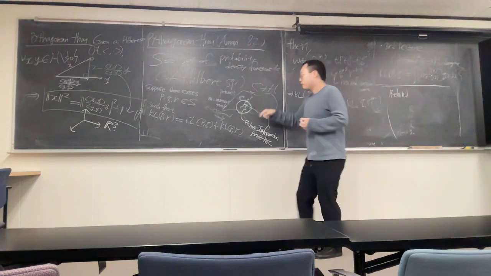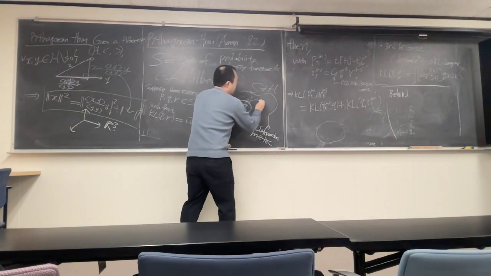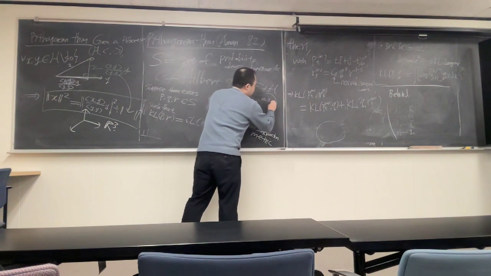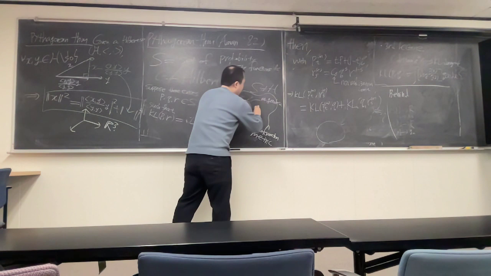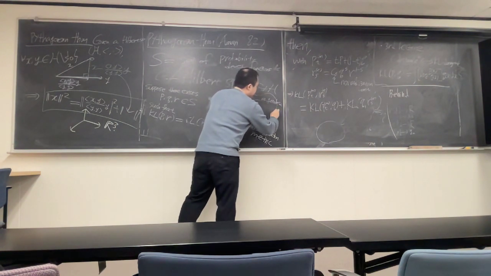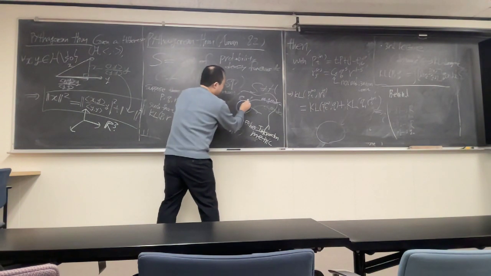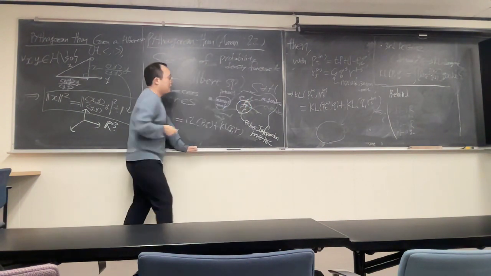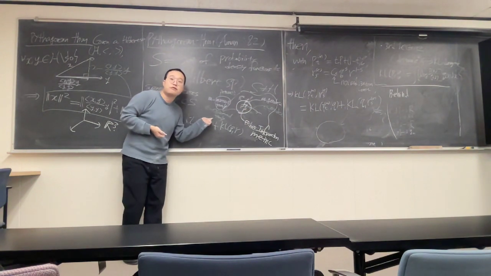So this trajectory has a special name. This one is usually called the M geodesic, and this one is called the E geodesic. And this trajectory is the so-called mixture family, and this trajectory corresponds to the exponential family.